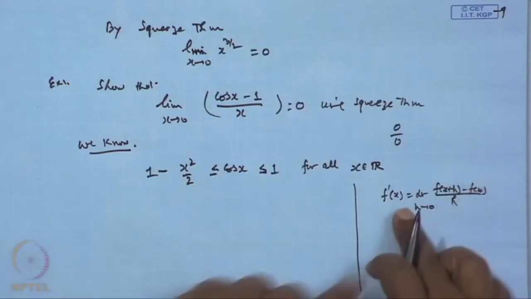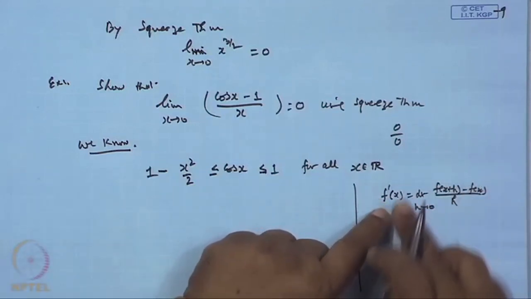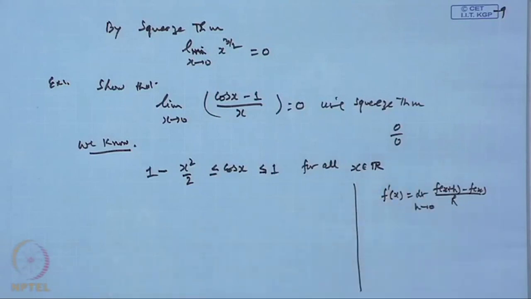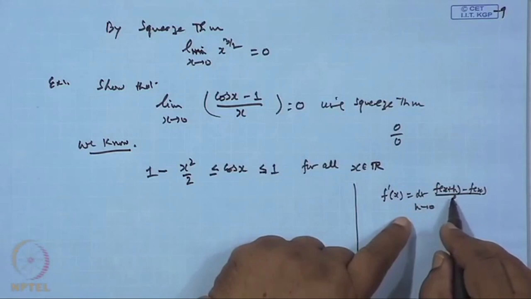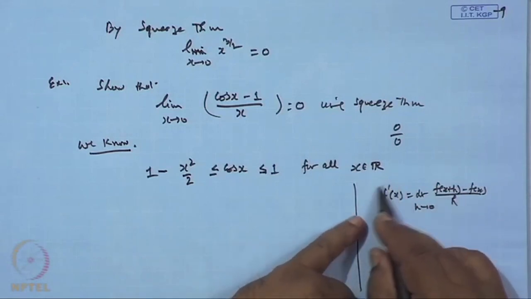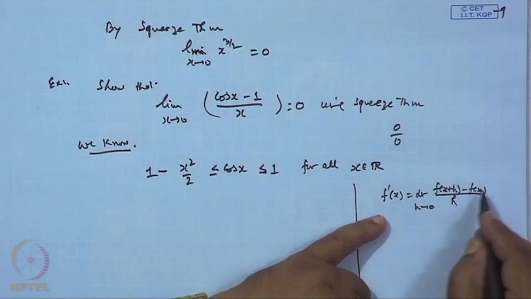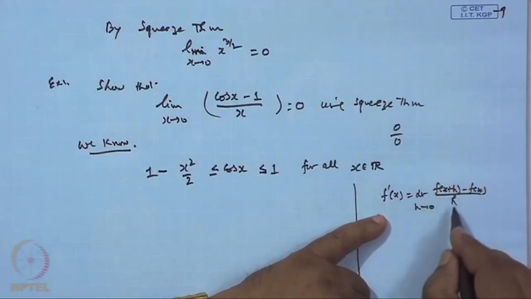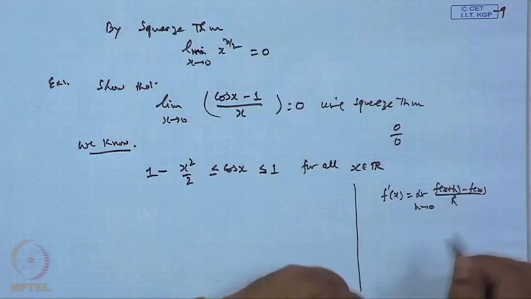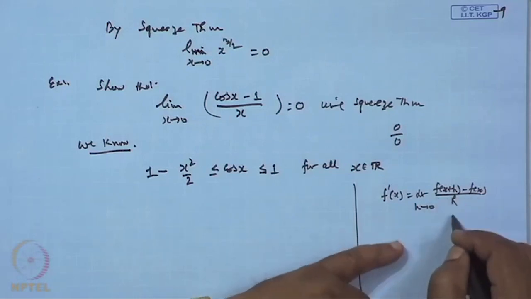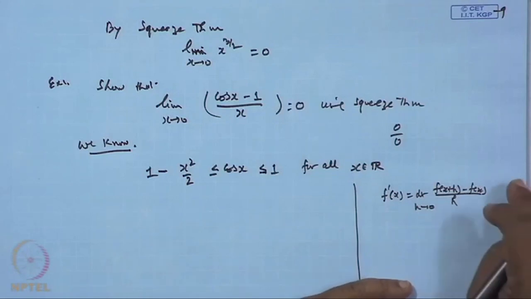If this limit exists, we say the function is differentiable and has a derivative f prime x. Now, if this is greater than 0, then obviously the limit has to be greater than 0. The reason is that if it is not so, a sequence of negative terms cannot have a limiting value greater than 0; at most it may be 0.